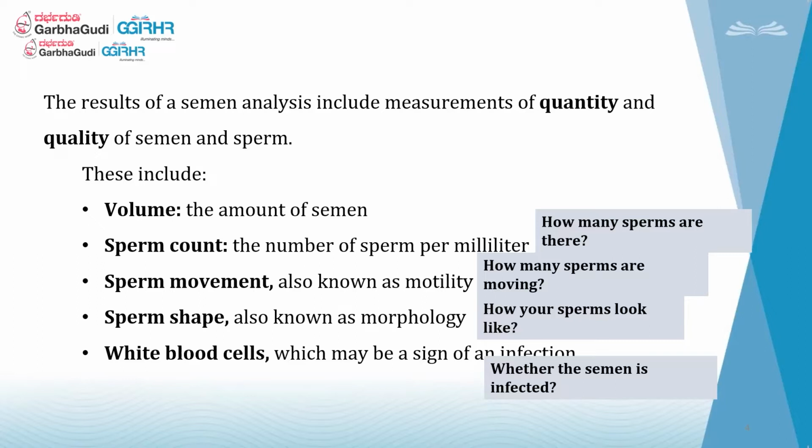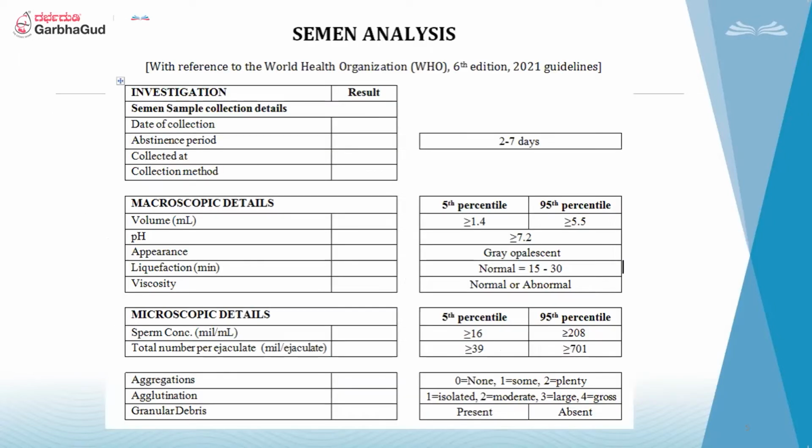The morphology would be in detail, like the shape of the head, the midpiece, and the tail. We also assess if there is any infection by seeing white blood cells, RBCs, or anything like that. Further, we'll go into detail on how each of these is analyzed and how we understand a semen analysis report. So this is what a basic semen analysis report looks like.